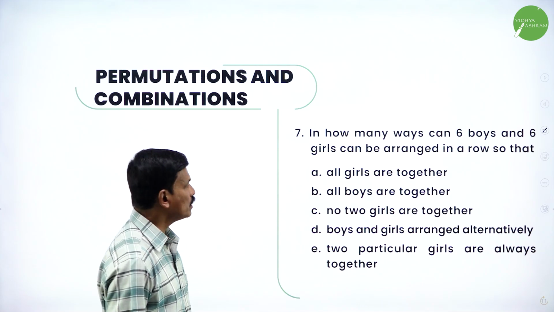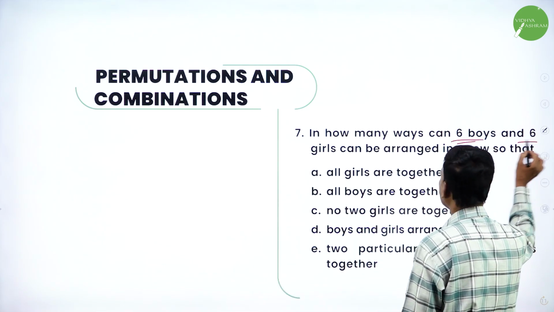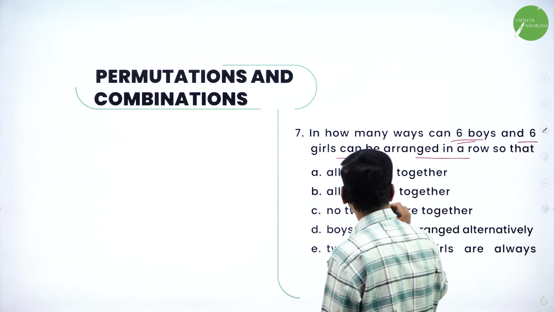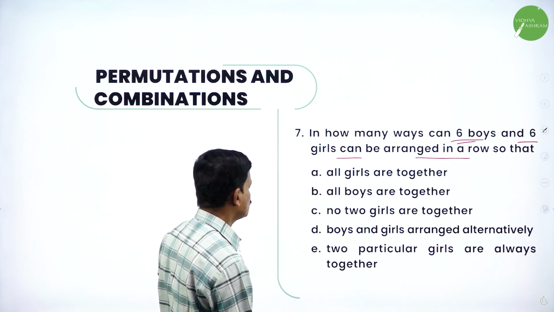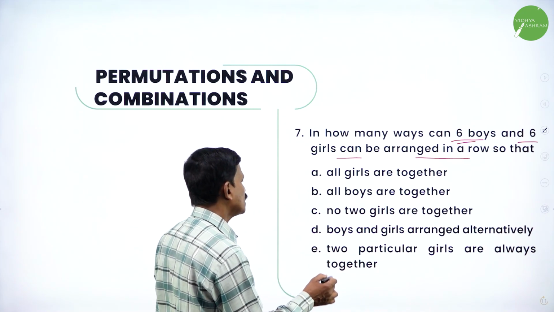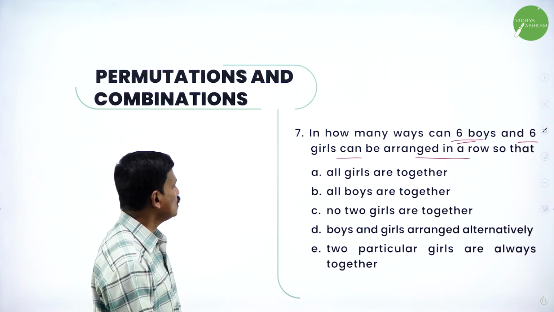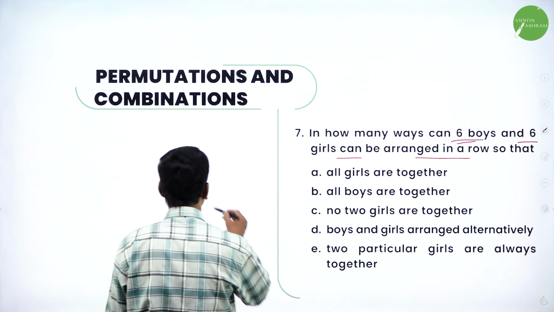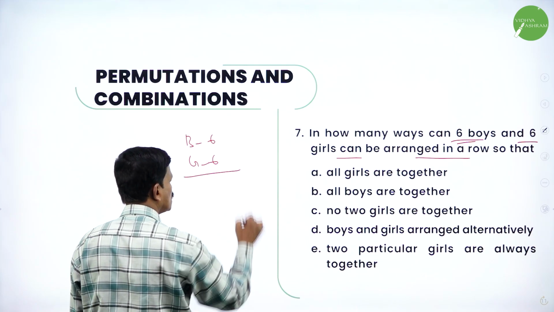Now, move on to the next problem. This is an important problem. In how many ways can 6 boys and 6 girls be arranged in a row so that all girls are together, all the boys are together, no 2 girls are together, boys and girls are arranged alternately, 2 particular girls are always together? All types of cases will repeat here. So, how many boys are there? There are 6 boys. And how many girls? There are 6 girls, right?